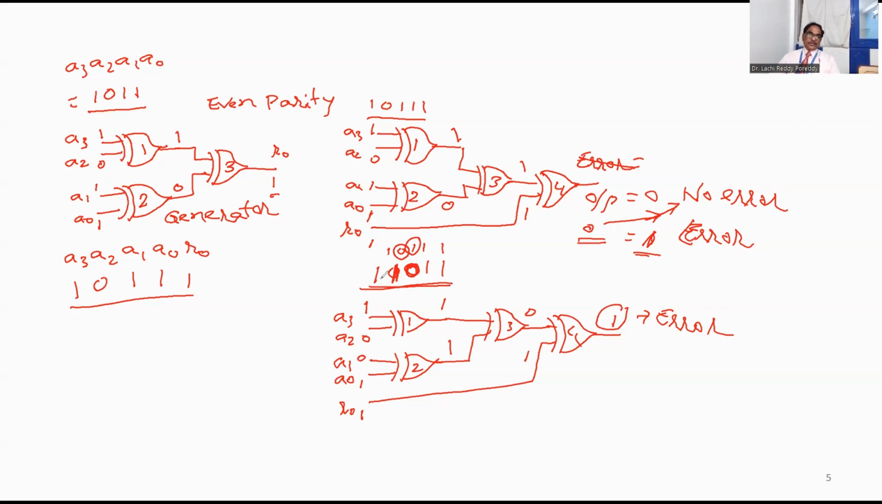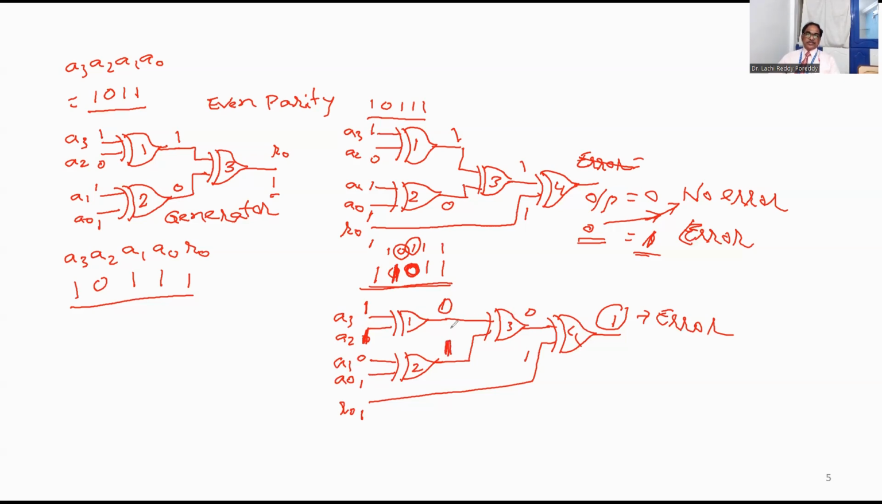Then A3 is 1. A2 is 1. So this is also 1. Then A1 is 0. A0 is 1. R0 is 1. Now the first XOR gate inputs are 1, 1, so output will be 0. Inputs are the same, so output will be 0. Second XOR gate inputs are 0, 1. Output will be 1.